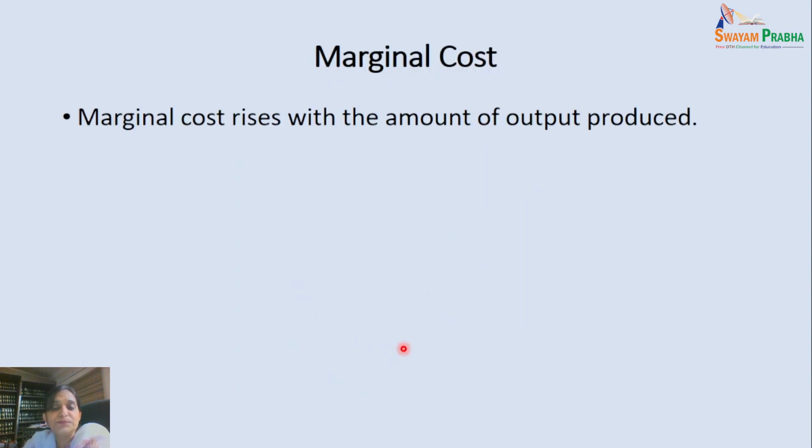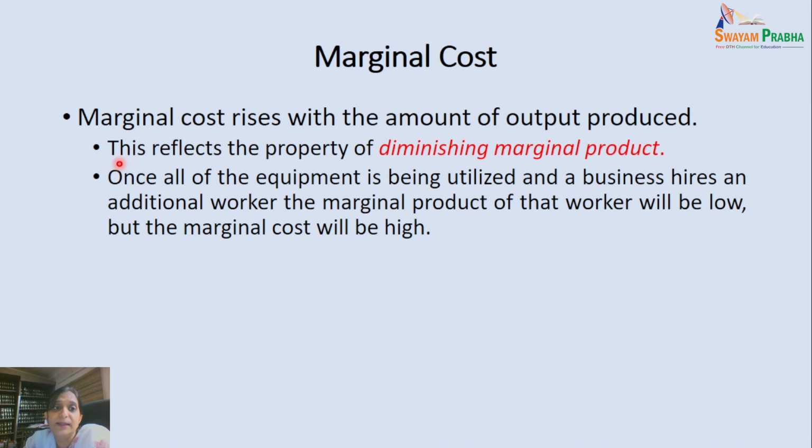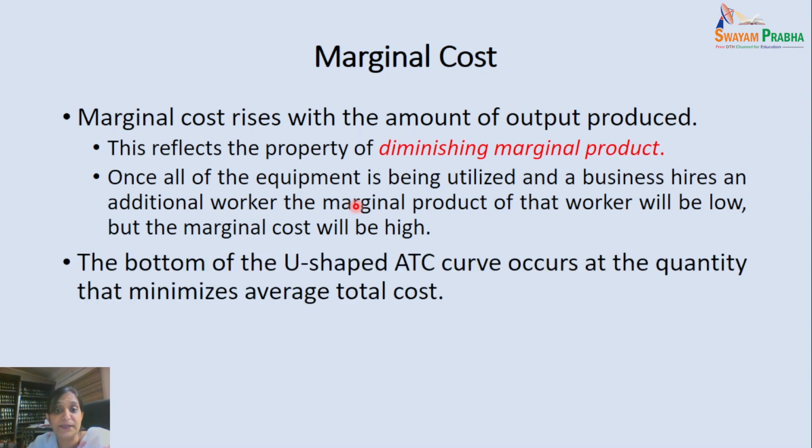Okay, so what did we see in this graph? We saw that marginal cost rises with the amount of output produced. This reflects the property of diminishing marginal product. That is, as you hire more workers, keeping the other input constant, initially he will add more and then he will keep on adding less. So when diminishing marginal product sets in, your marginal cost starts rising. But before that, when increasing returns are there, at that time the marginal cost is falling.